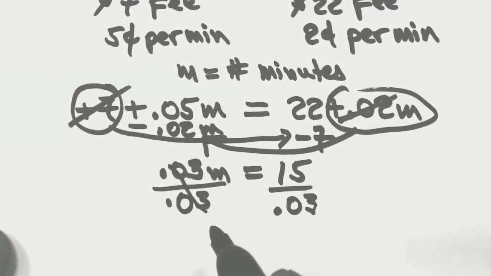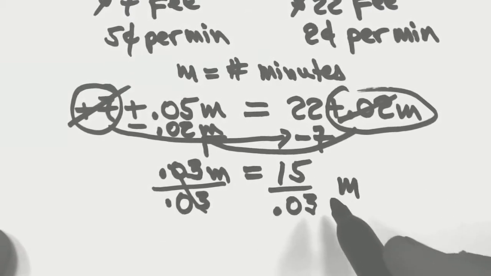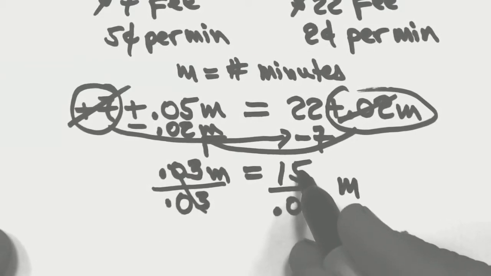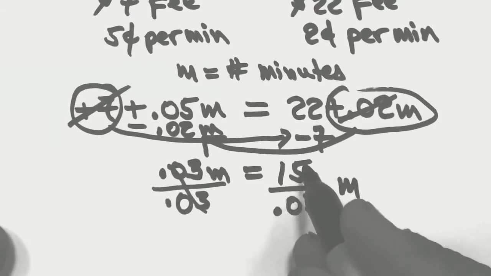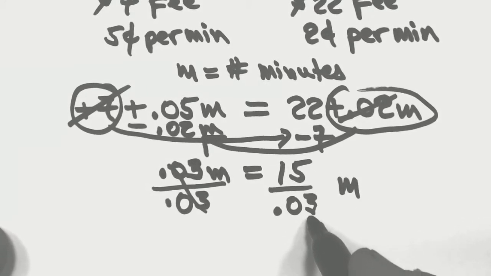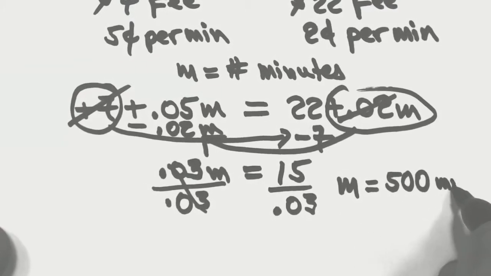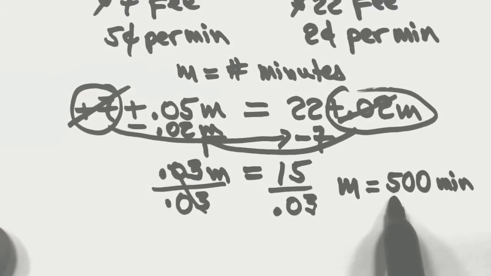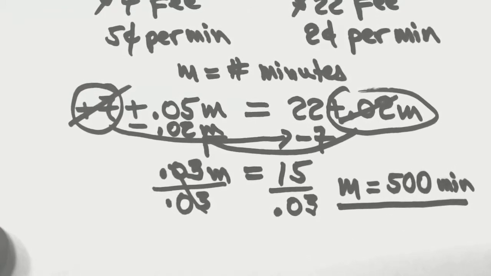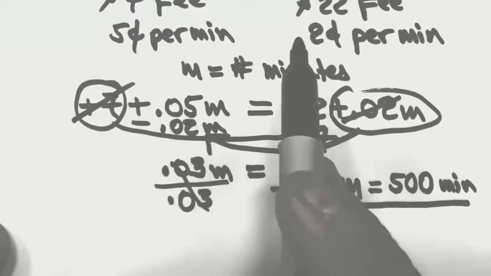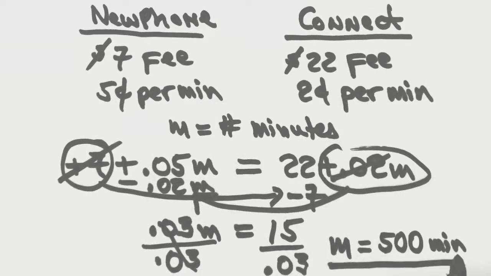Here we go. We get m then equals, well, let's see, what do we got here? 3 goes into 15 5 times, but then of course we got 2 decimal places down here. If you get your calculator out and divide this, you'll end up with m equals 500 minutes. Okay, 500 minutes then is the break even. If you were going to talk exactly 500 minutes, the cost would be exactly the same for both of the original companies up here, New Phone and Connect.